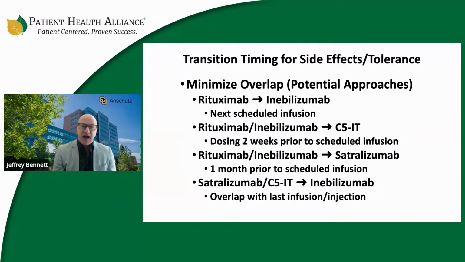When considering transitioning for side effects or tolerance issues, I tend to minimize the overlap since there is no urgency necessarily in the transition. I tend to overlap at the next scheduled infusion, or if I'm switching from B-cell depleting therapy to C5 inhibitor therapy, dosing 2 weeks prior to the scheduled infusion in order to maximize vaccination response beforehand. For rituximab and inebilizumab switching to interleukin-6 inhibitor therapy, I tend to schedule the injections 1 month prior to infusion, so the patient has had their first 3 injections by the time they're formally discontinuing their frequent B-cell depleting therapy.